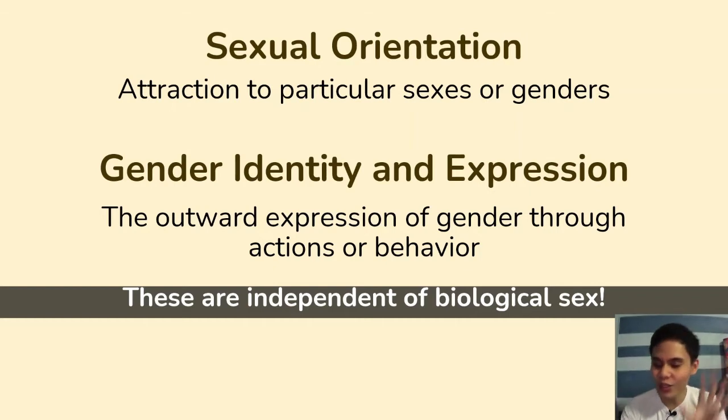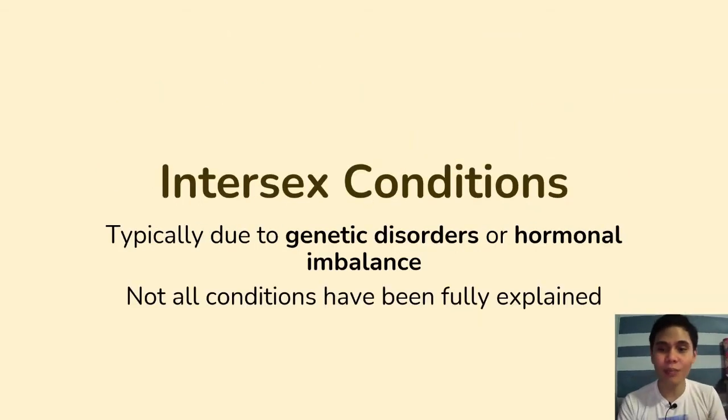However, biological sex in itself is not that clear cut. So there's male and female, yes, but there's also intersex conditions, typically due to genetic disorders or hormonal imbalance. So again, it's not always male and female. So normally, your males have X and Y sex chromosomes, and your females have two X chromosomes. So we'll see some of the intersex conditions in a bit.